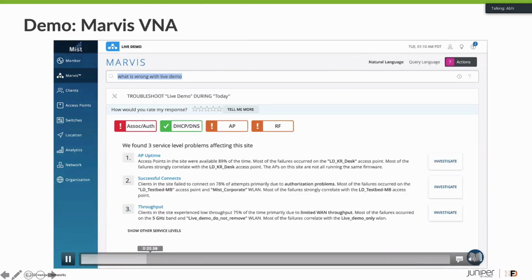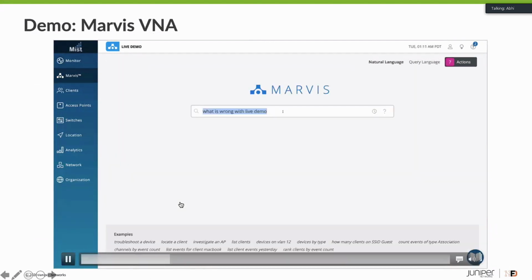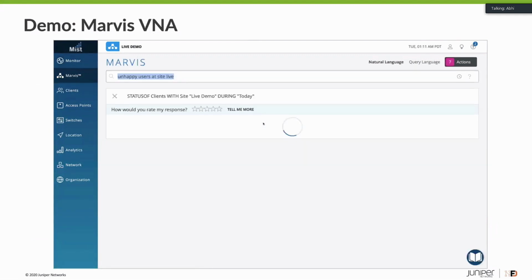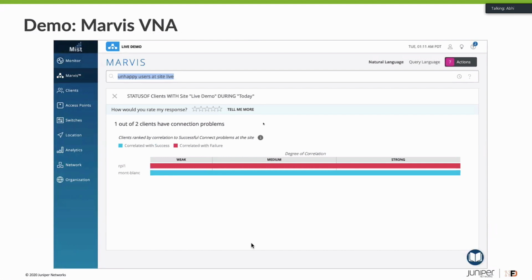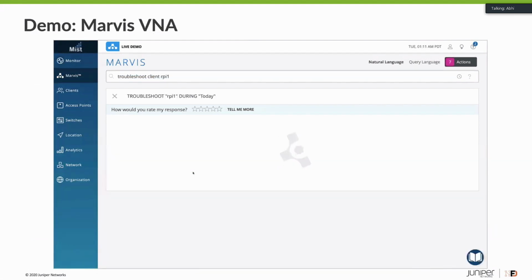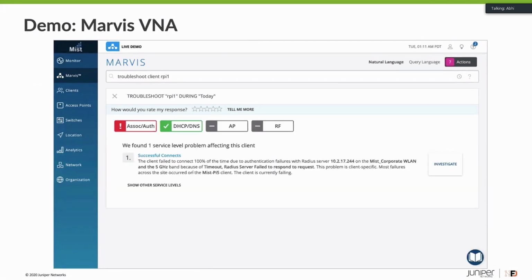Now, what is wrong with a particular site is one example, but you may also want to see what exactly is the problem with a particular client. Or you'd like to see how many users on this particular site are having a bad day. In this example, my Raspberry Pi apparently is having a pretty bad day in terms of being able to connect to the network. In fact, we go about telling you where exactly the failure was and what the root cause of the failure is, especially for a help desk kind of scenario.